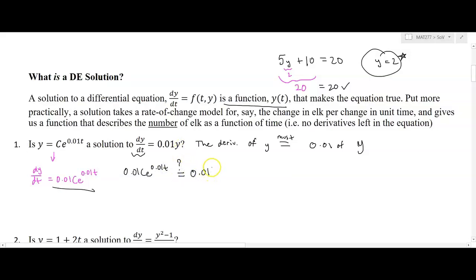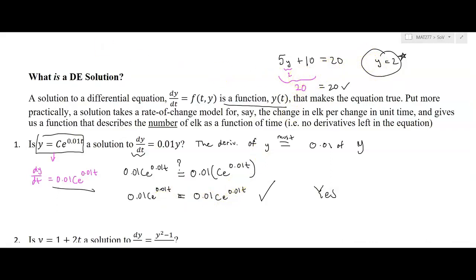0.01 times y? Well, what is y? y is the original function that we're claiming is the solution here. So I'm just going to replace y with c e to the 0.01 t. And now let's simplify, quote unquote, both sides. The left side, there's not really much I can do. I can remove the parentheses on the right side, and lo and behold, these two sides are in fact equal to each other, and therefore the answer is yes, this is a solution because it makes the equation true. Just like up here, y equals 2 made the equation true.